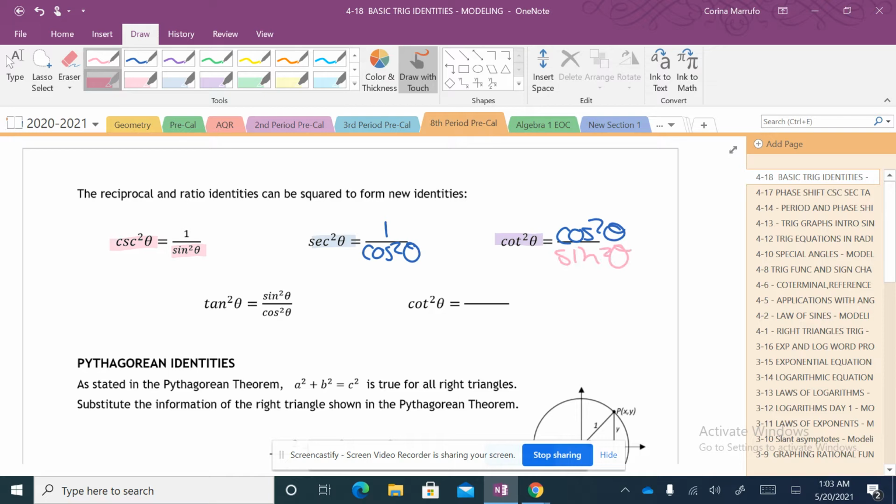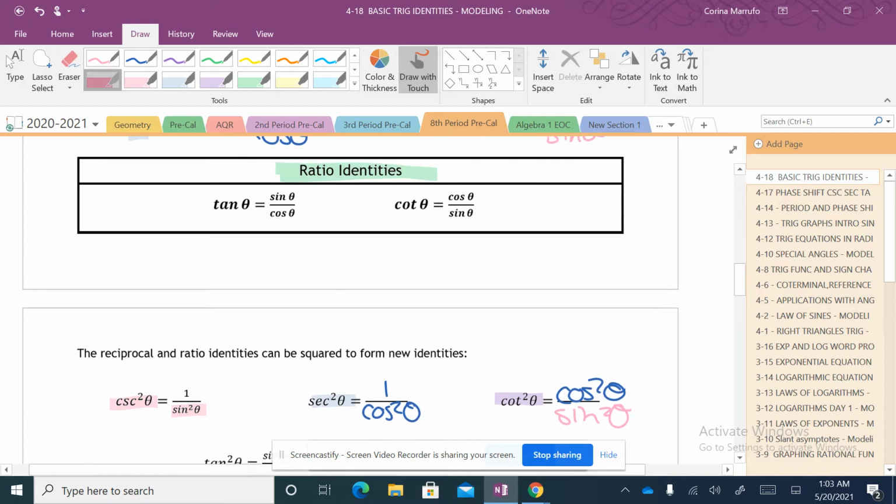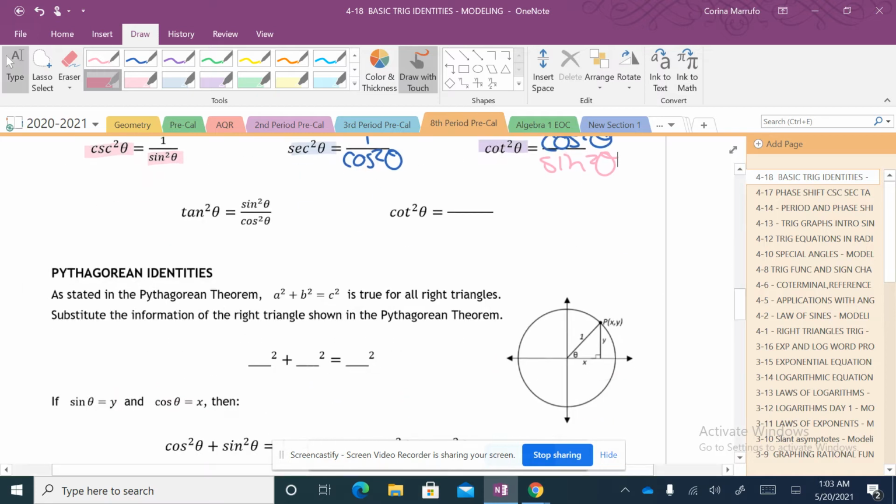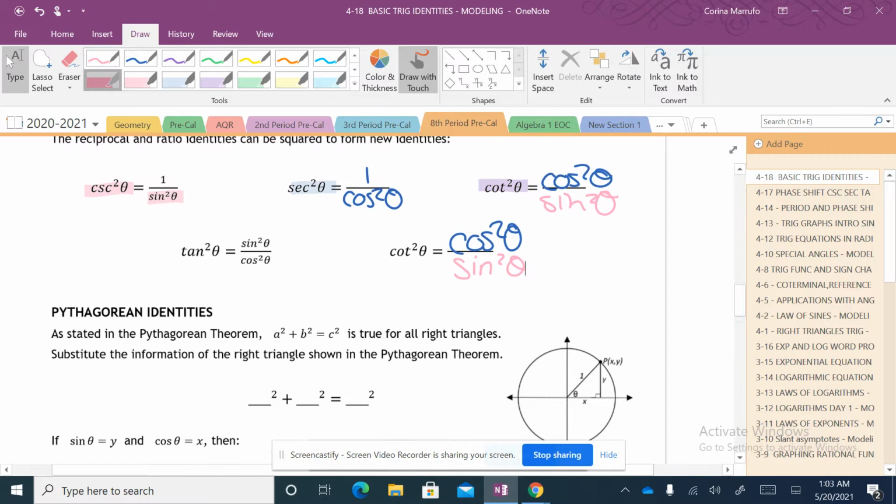Okay, and then the same goes for your ratio identity. So if tangent is squared, then the sine and the cosine are both squared as well. So then this one's going to be cosine squared of theta over sine squared of theta. I actually think I did this one wrong. This one should be 1 over tangent. Sorry. 1 over tangent.